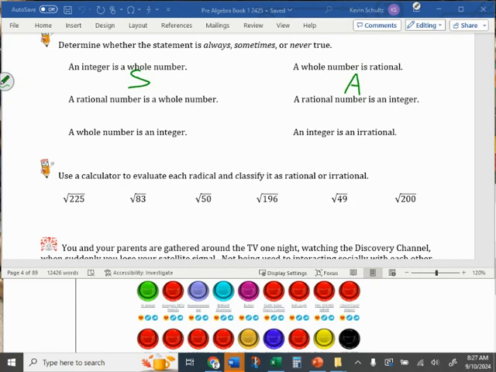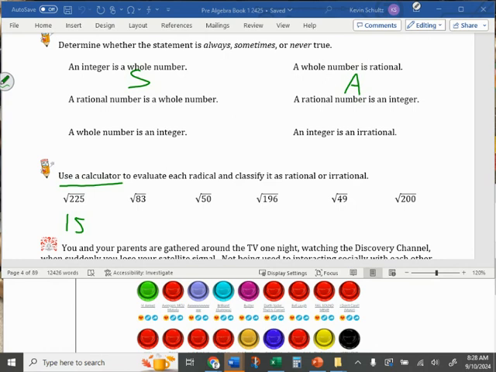Then, the next section, you get to use a calculator, and you are to evaluate each radical and classify it as rational or irrational. What you're looking for is, is it a perfect square or not? Okay? Does anyone know what the root of 225 is? Quick math, anybody? Not 5. It's got a 5 in it. 15. Okay? If you calculate the root of 225, it is 15 exactly. Is that rational or irrational?